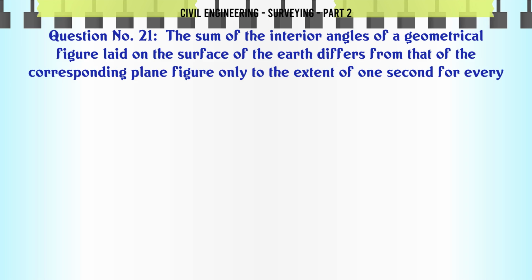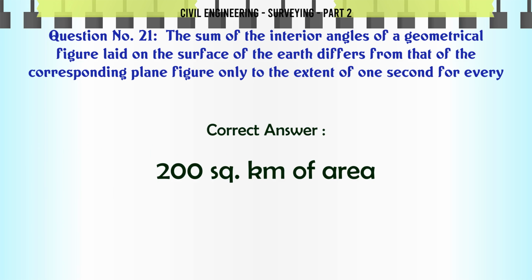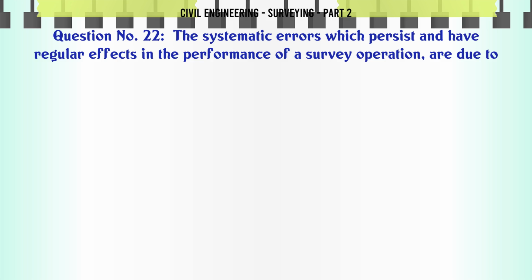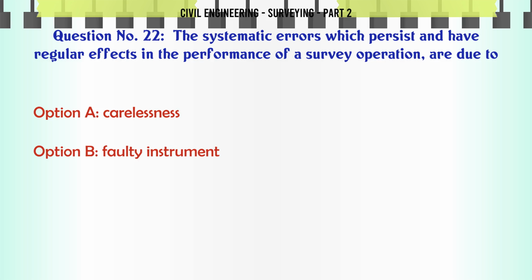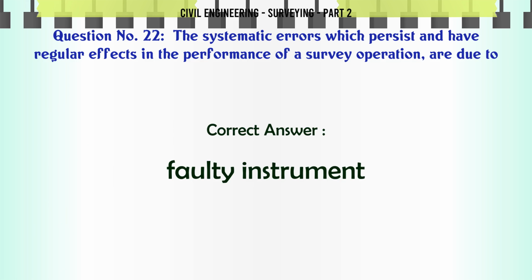The sum of the interior angles of a geometrical figure laid on the surface of the earth differs from that of the corresponding plane figure only to the extent of 1 second for every A. 100 sq km of area, B. 150 sq km of area, C. 200 sq km of area, D. none of these. The correct answer is 200 sq km of area. The systematic errors which persist and have regular effects in the performance of a survey operation are due to A. carelessness, B. faulty instrument, C. inattention, D. none of these. The correct answer is faulty instrument.